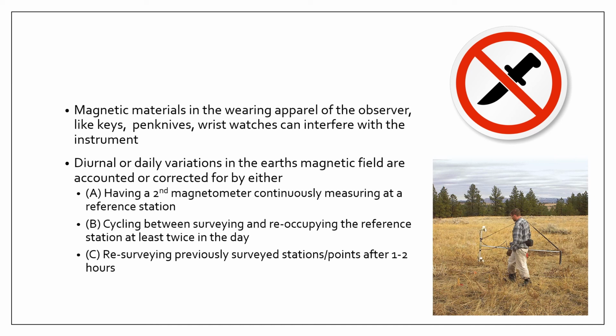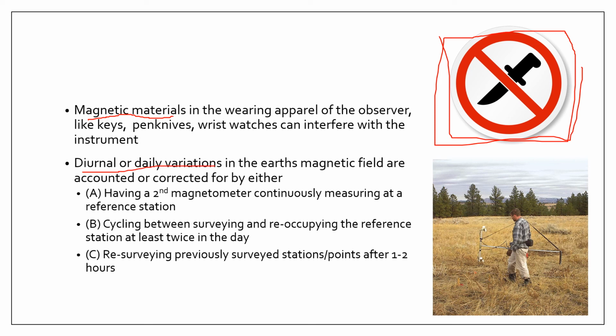All right. Now, other notes. During survey, your clothing actually matters, as well as your accessories. Keys, pen knives, anything metallic like wristwatches, and any other metal objects like steel-toed boots can interfere with your instrument. So metallic and magnetic objects are basically not allowed during a magnetic survey.